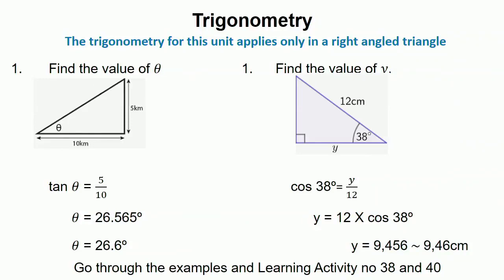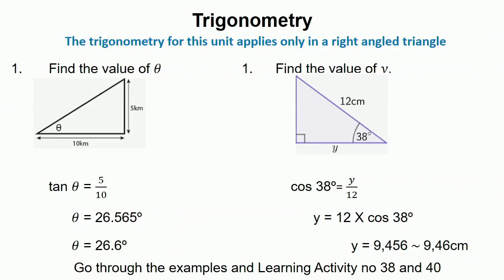Remember now to write correctly. Don't write tan angle, write the angle. Theta is 26.565 and round it off to whatever they ask in the question. Usually we round it off to 1 decimal place, which I did in that case. 26.56 became 26.6. Then the next one, I gave you the angle and one side.